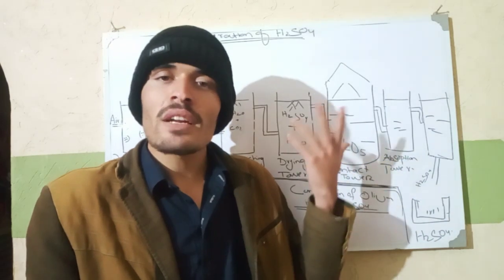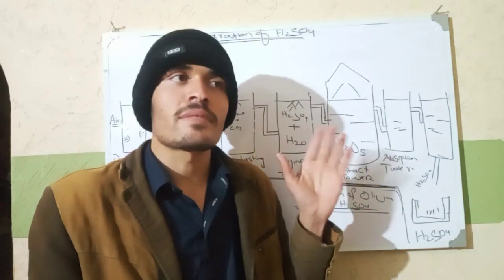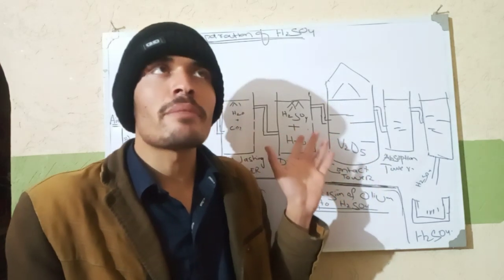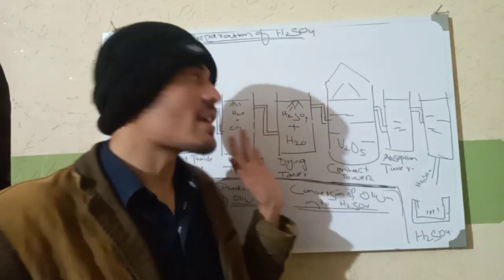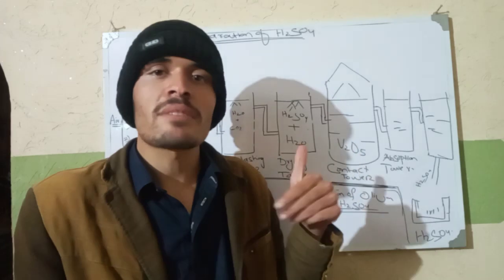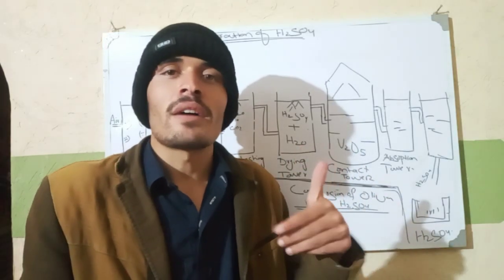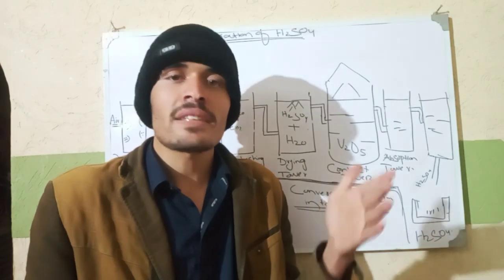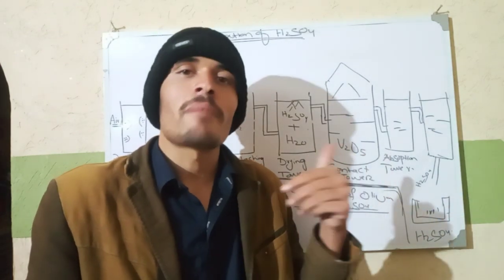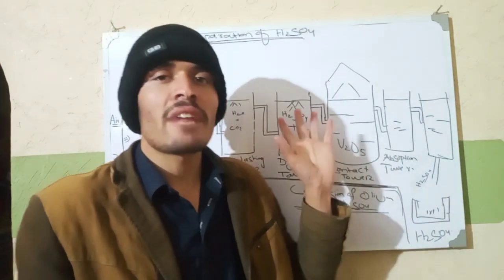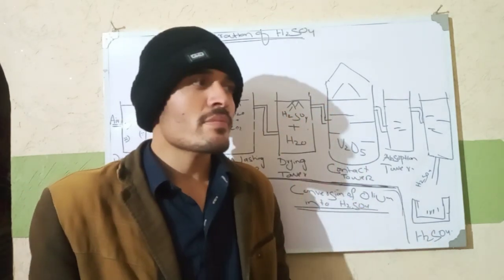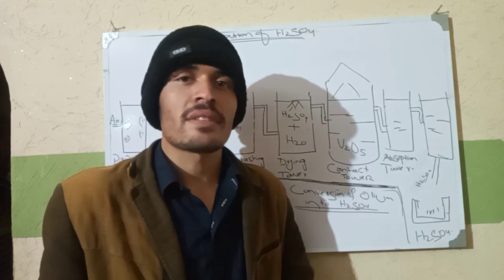Our core content is the contact process, so we will mainly draw the contact process. I will explain what the contact process is, because 70 to 80% of sulfuric acid is produced from it. So that's why I will be explaining the contact process. Let's begin.